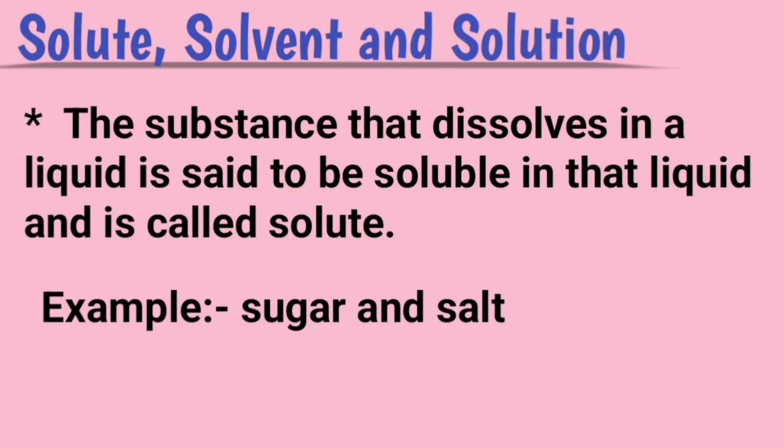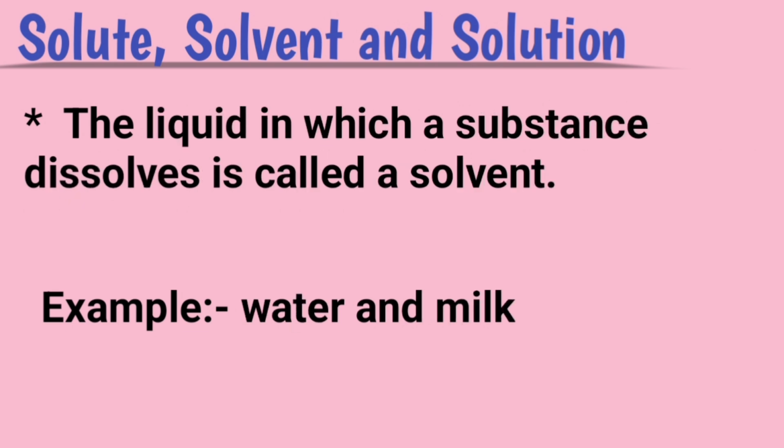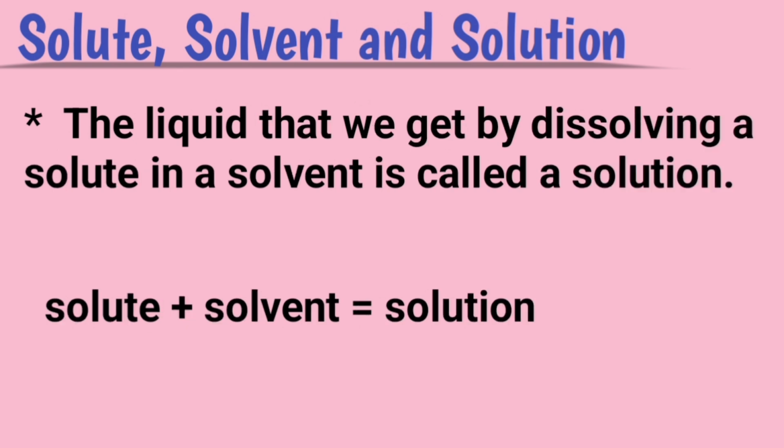The substance that dissolves in a liquid is said to be soluble in that liquid and is called a solute. For example, sugar and salt. The liquid in which a substance dissolves is called a solvent. For example, water and milk. The liquid that we get by dissolving a solute in a solvent is called a solution.